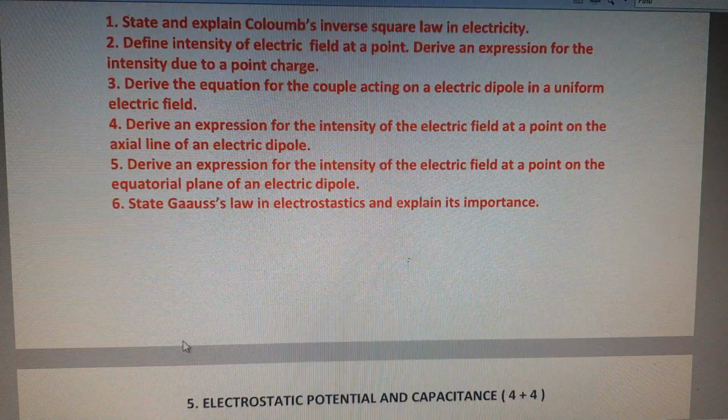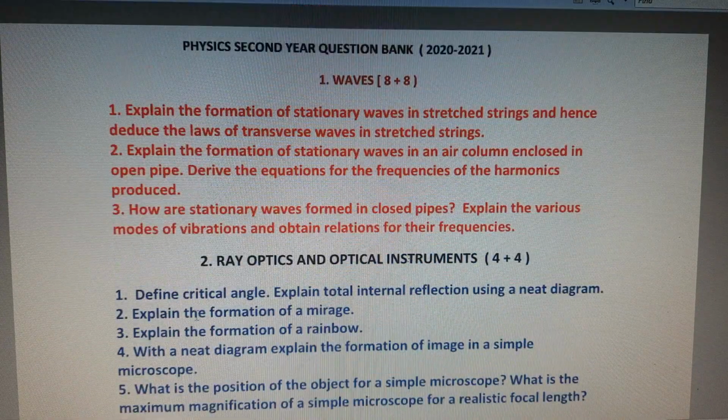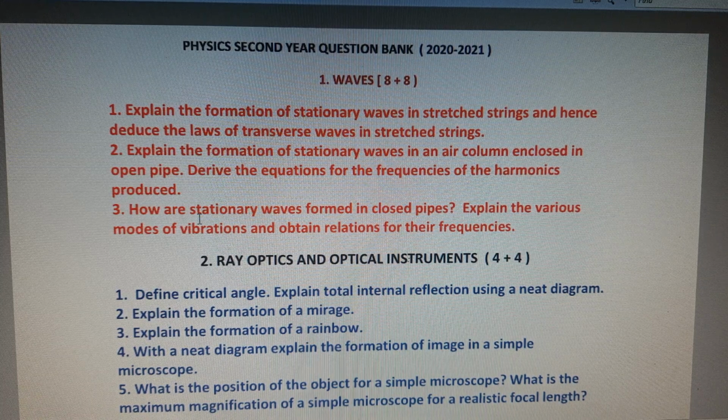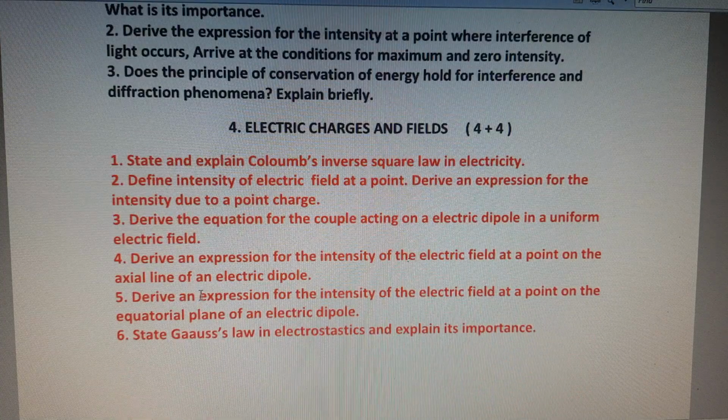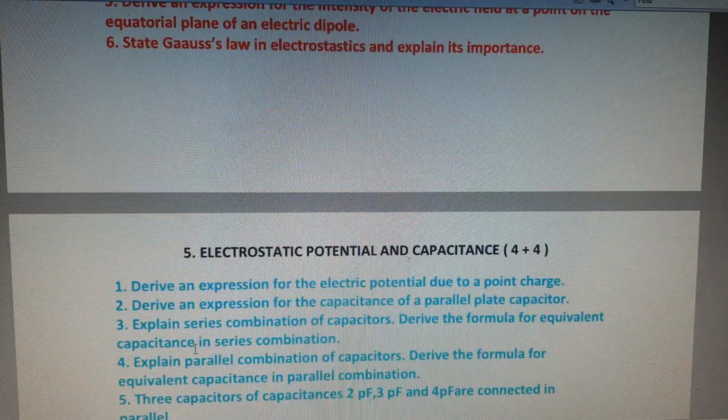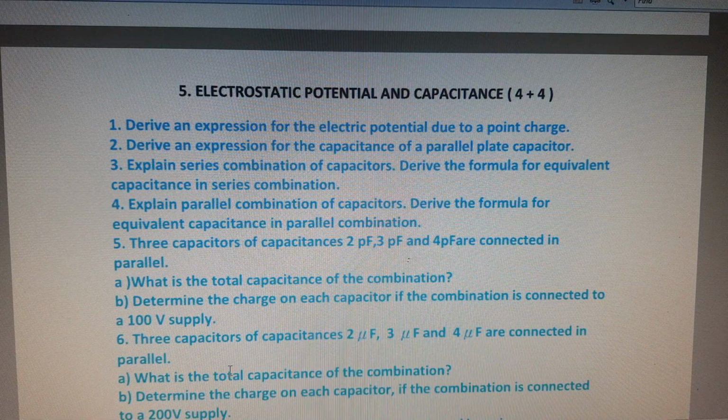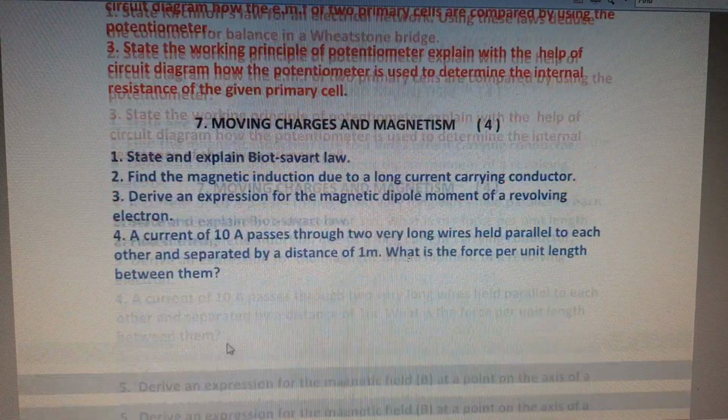And the next 8-mark question will be asked in the first lesson. The lesson will be waves. It will contain 8-mark questions, and two 8-mark questions will be asked. So the first question is the stationary wave, second question is the open pipe, and third one is the closed pipe. So this video contains the most important and repeated 4-mark questions and 8-mark questions. Okay students, in the next video I will explain the total important problems in our second year physics syllabus. Okay students, thank you.